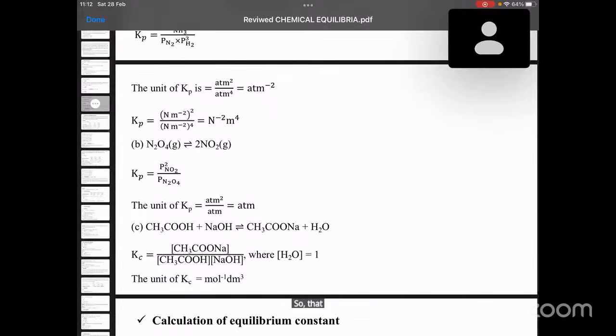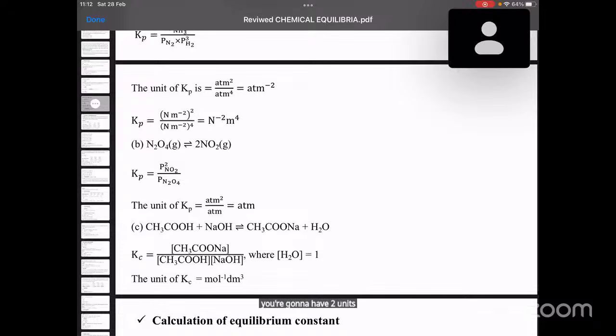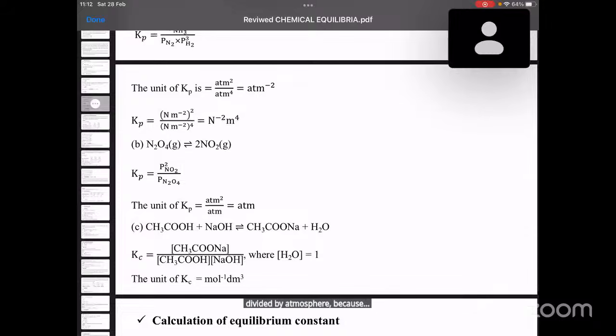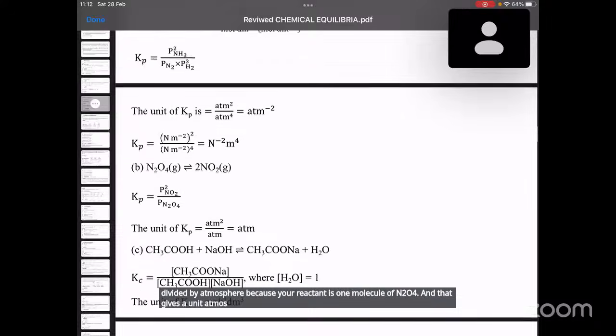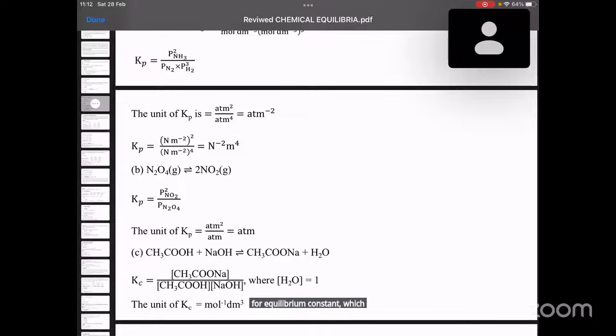So that's also another one, which is also gaseous. The denominator has 2 molecules, the numerator 1 molecule, meaning you're going to have 2 units divided by the one that has 1. So you end up with atmosphere. The unit of Kp is now going to be atmosphere raised to power 2, because your product is 2NO2, divided by atmosphere, because your reactant is 1 molecule of N2O4, and that gives the unit atmosphere. So you can see that there's actually nothing like a static unit for equilibrium constant, which is exactly what I'm driving at.